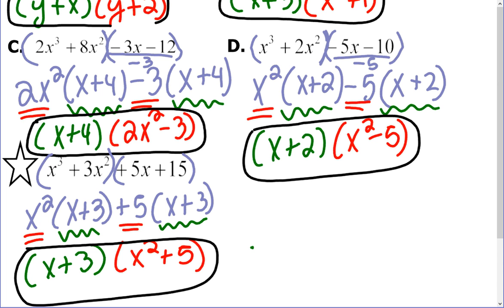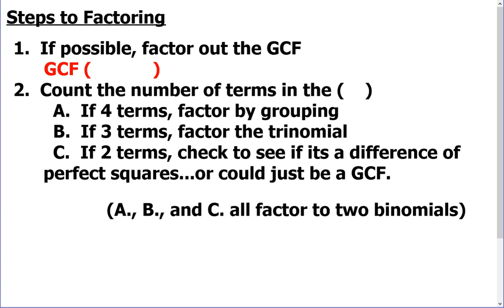So just to review before we move on, the very first step, no matter what type of factoring problem it is, is that you always need to look for a GCF. Whether there's 2 terms, 3 terms, or 4 terms, you always need to check for a GCF first. I cannot stress that enough. That's always the first step.